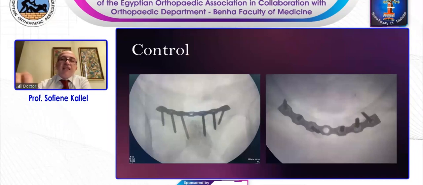You see here the reduction, and with the C-arm, the AP view, inlet view, and outlet view, the positioning of the screws with the reduction of the symphysis. Next.